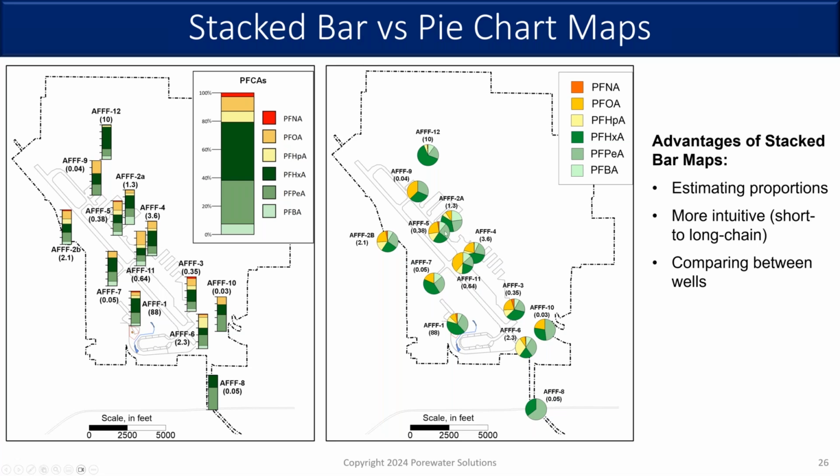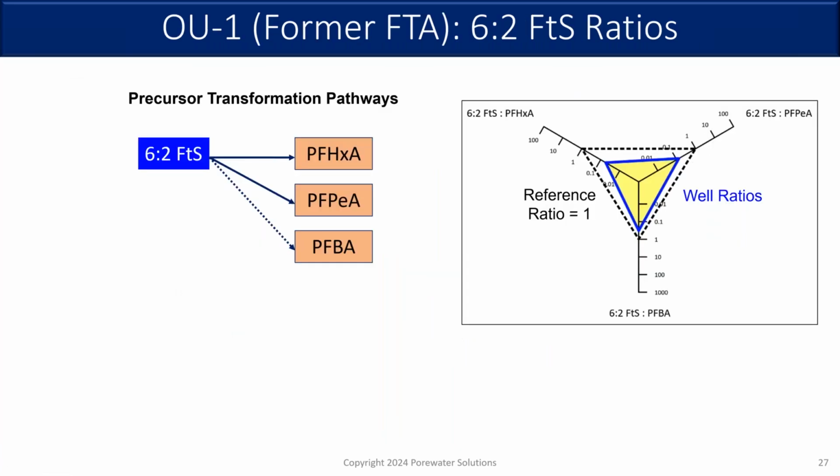I do know that the short chains start up here and they go clockwise. It's just, for me, a little bit less intuitive. But pie charts have their place. So anyway, it's a personal preference thing, but I do find stack bars, when you can put them on a map, can actually be really effective for forensics.